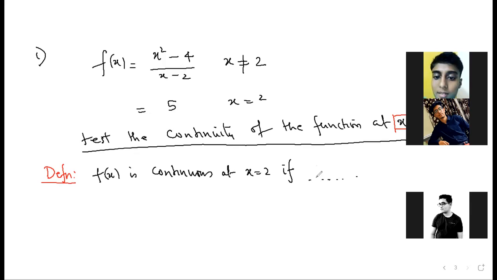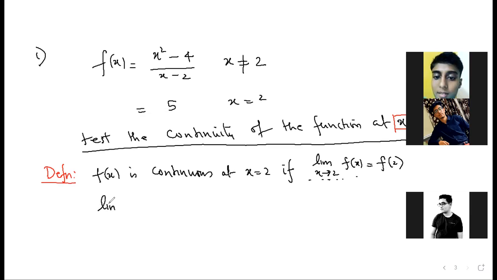Nirbhay, what did you write after this? If limit x extending to 2, f of x is equal to f of 2. So this definition carries 1 mark. First you need to write this definition. Then you need to calculate the left hand side and right hand side by using this. So I'm going to the left hand side.